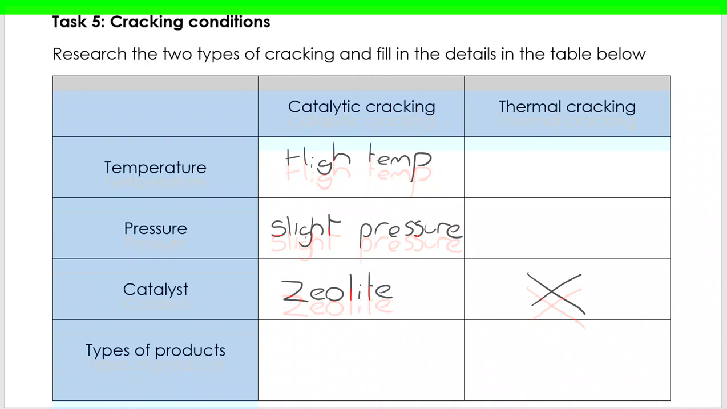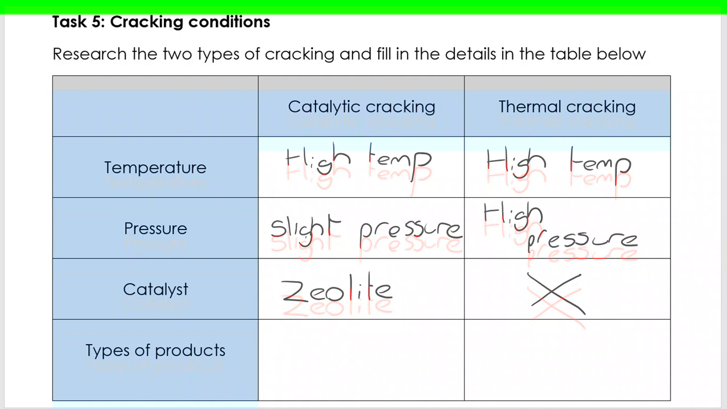Now, if I go to the other side, we've already got a high temperature for catalytic cracking. It's actually the same answer for thermal. They're both done at high temperature. The key difference is actually in the pressure, that we use a high pressure for thermal cracking.